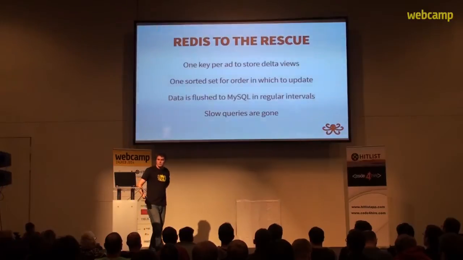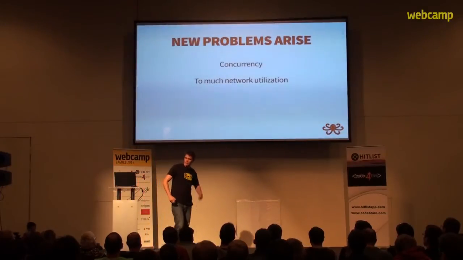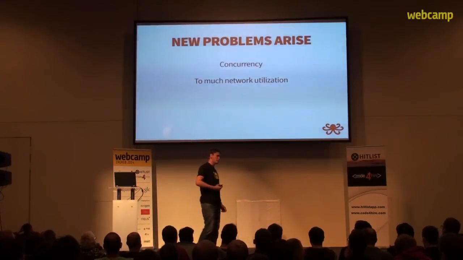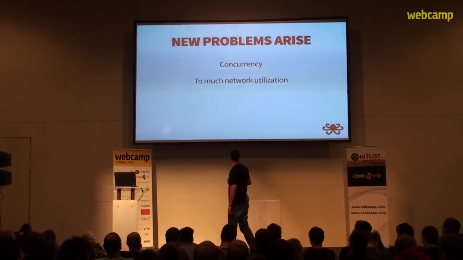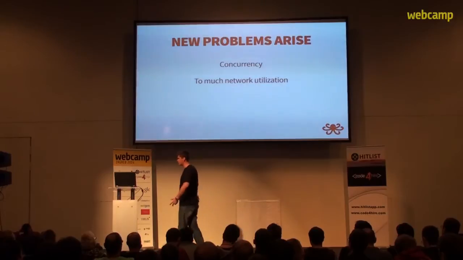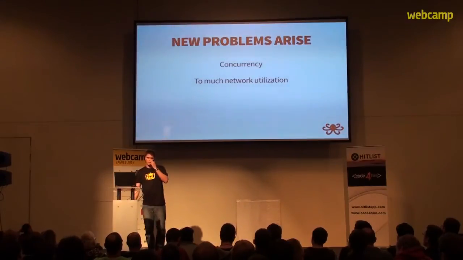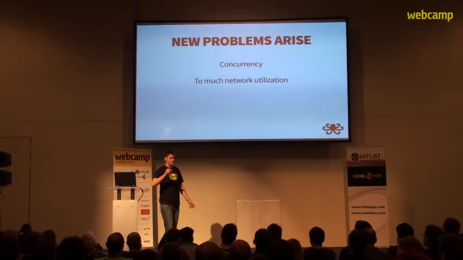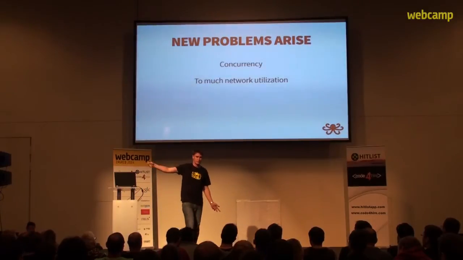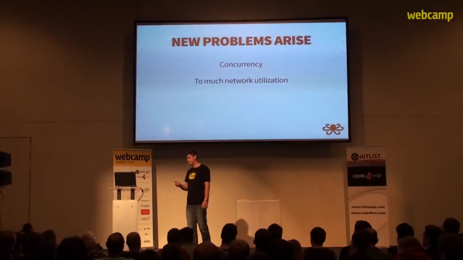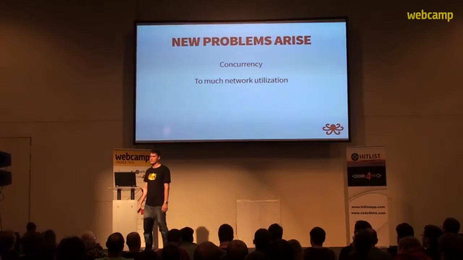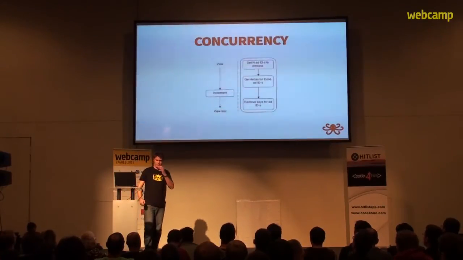Okay, so this is how slow queries were solved, but some new problems came into being. For example, there is a concurrency problem, and there was just too much network utilization. For example, if working with multiple keys, you can say get and then get multiple data. Also, there were just too many requests to Redis.